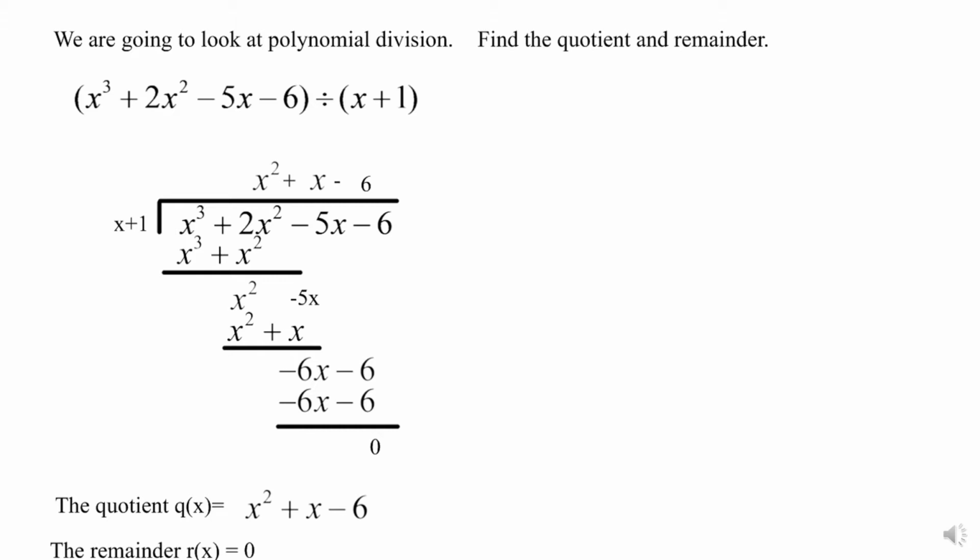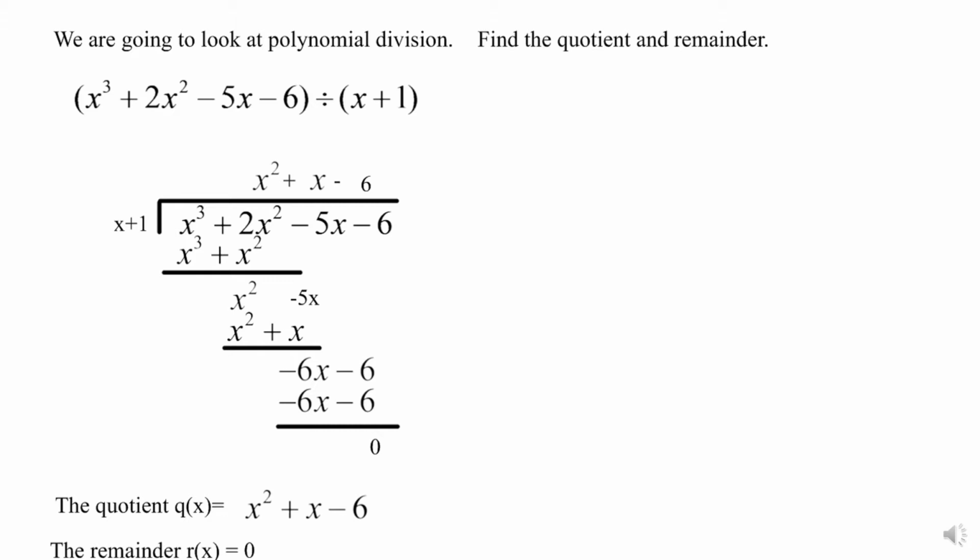To begin the problem, we say what times x equals x cubed. The answer is x squared. The x squared needs to be written above the 2x squared term because like terms need to be in a vertical format. Now we multiply the x squared by the divisor x plus 1, which gives us x to the third plus x squared. Next we subtract.